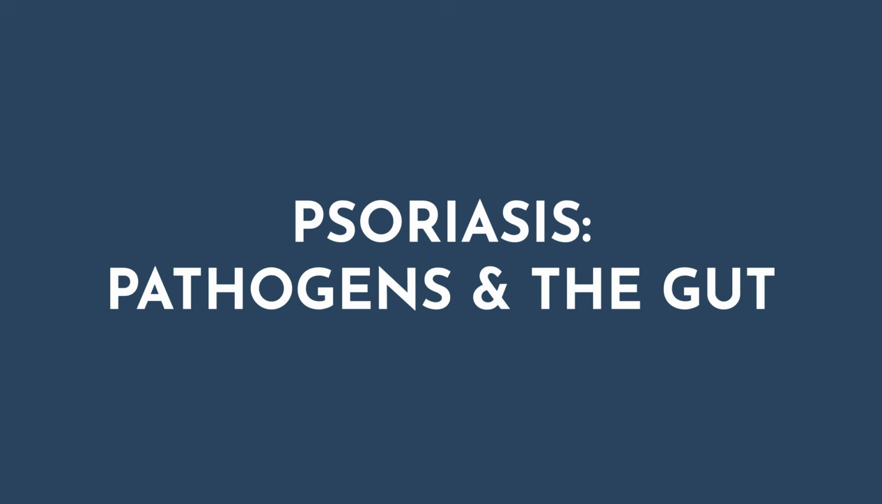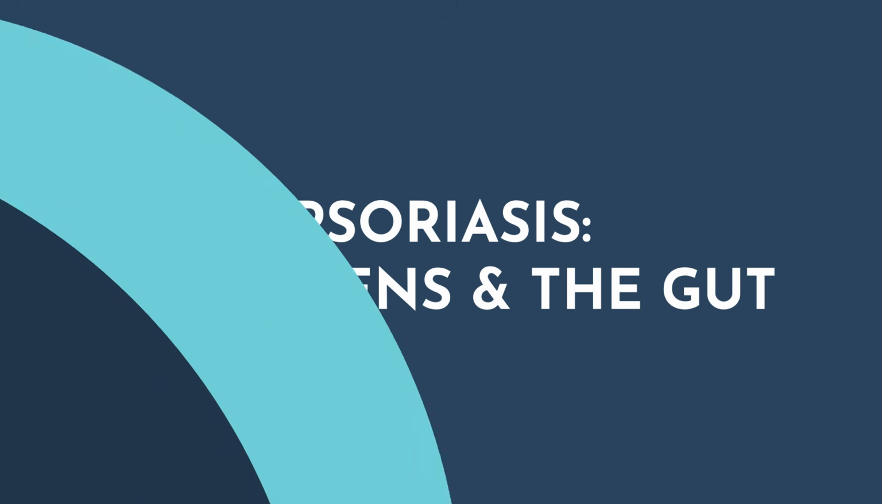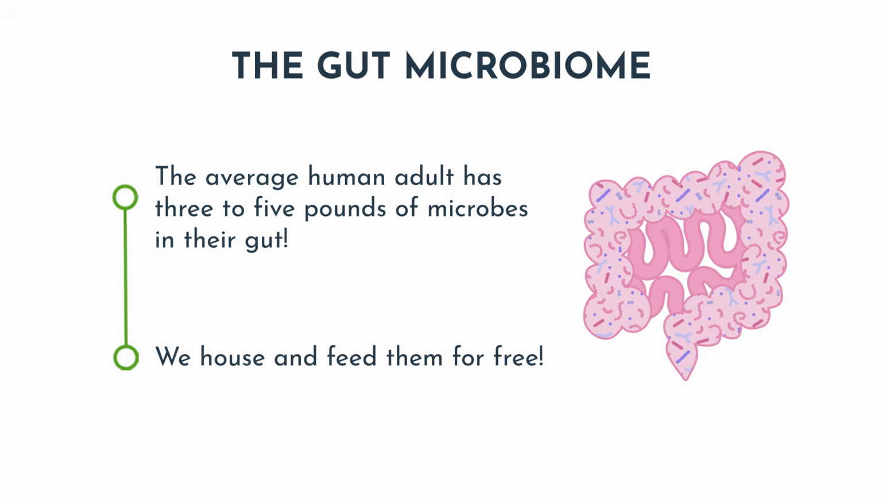All right, let's look at psoriasis and how there can be a gut-skin connection and how pathogens in our system can be driving psoriasis. So first, let's talk about the gut microbiome broadly. The average adult human has 3 to 5 pounds of microbes living in their gut. We don't just house them for free, we feed them for free as well. I think that's a pretty astounding number. It's like a hand weight that we house and feed every day.